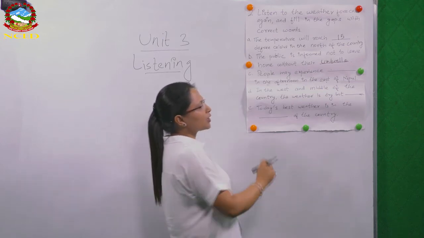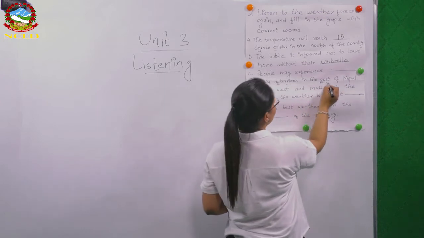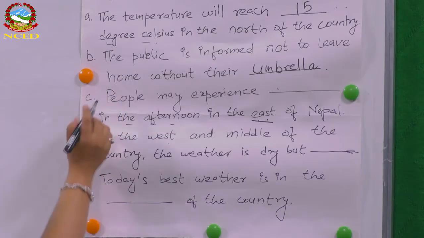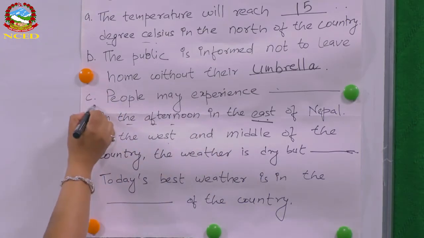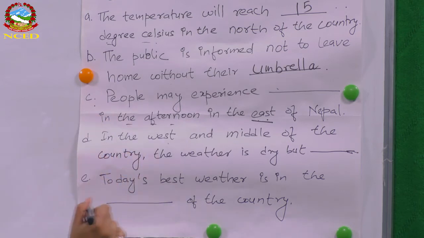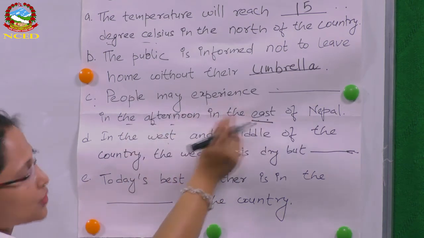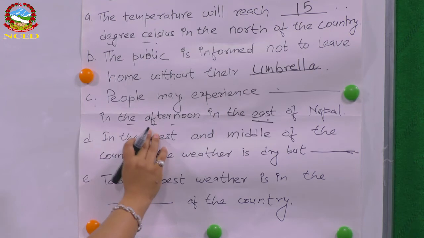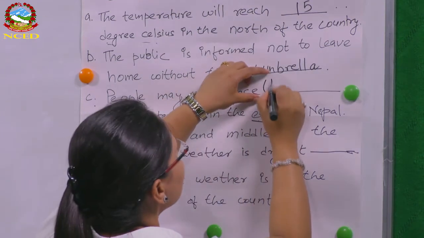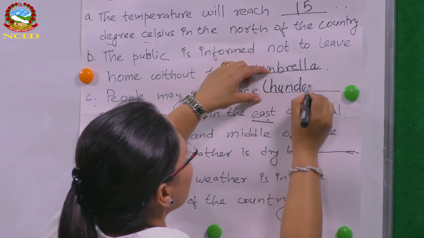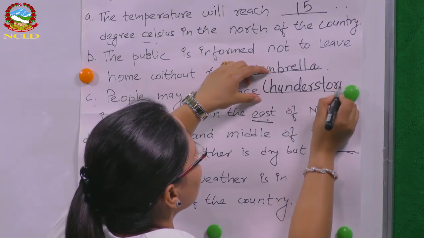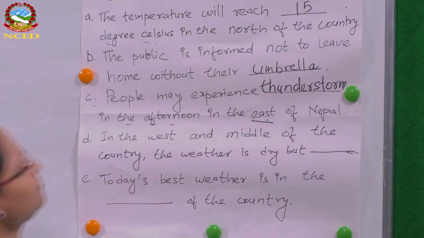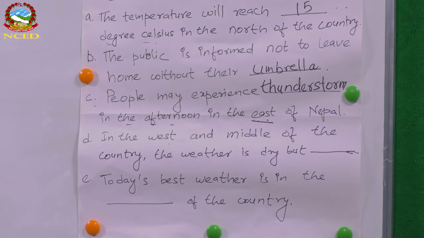So now she is talking about the weather in the east. And we have to listen to the weather in the east for number C. And she said that it will rain almost the whole day. And we can also experience thunderstorm in the afternoon. Did you listen to it? Yes. So the right answer is thunderstorm. Okay? Now, next.